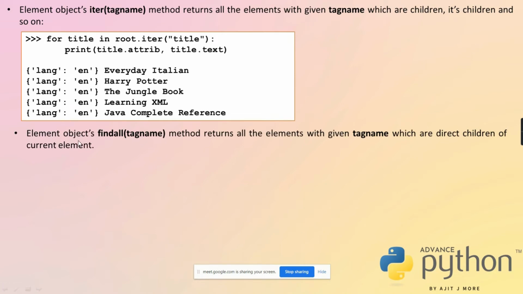So see, the Element object's findall method with a tag name returns all the elements with the given tag name which are direct children of the current element. Current element means the element which is invoking this findall, its immediate children. And similarly there is find, but it will return you only the first child with that tag name.